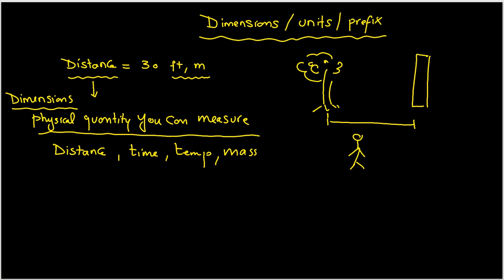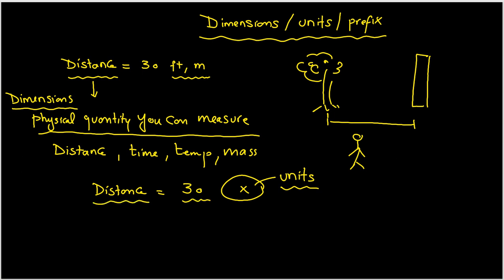Then if you measure that distance and say, okay, the distance between the tree and the wall is 30, and you keep silent, what is that 30 representing? Is it 30 inches, 30 meters, 30 feet? You have to give me something after that number, right? And this is what actually gives the sense, the meaning, of that number. And this description that you are giving here, this is what we call the units. So units is what gives meaning to the numeric value of a measured dimension.